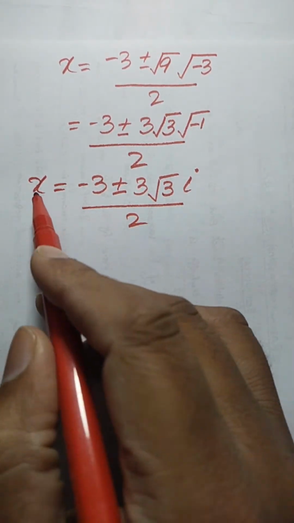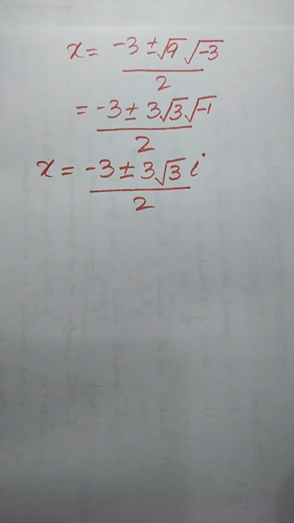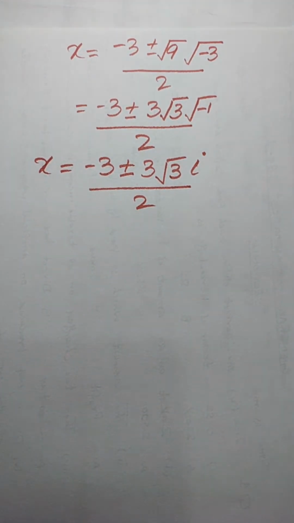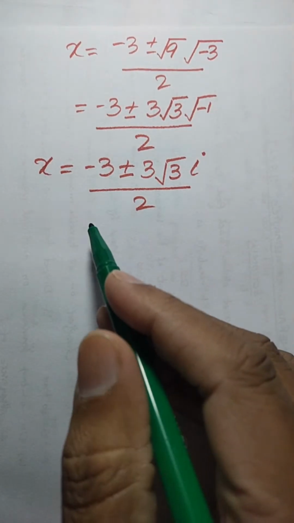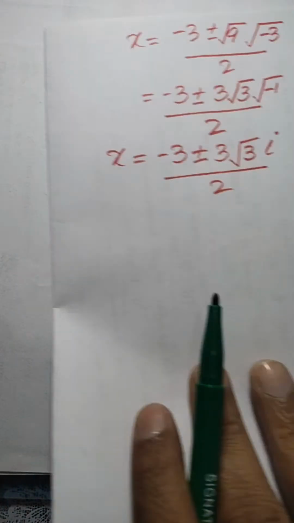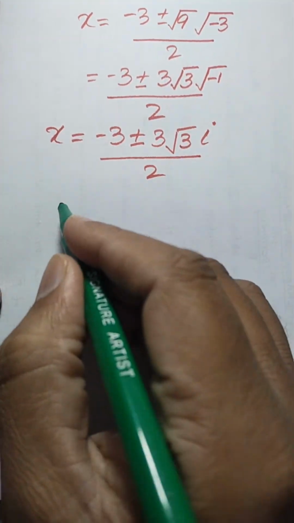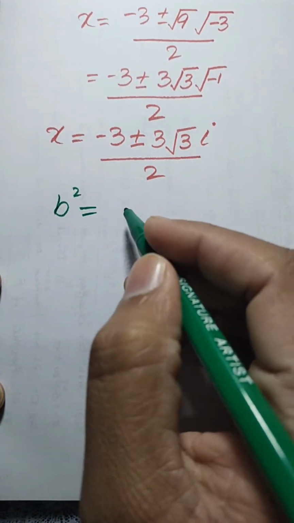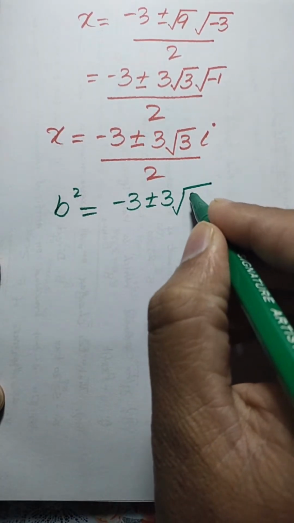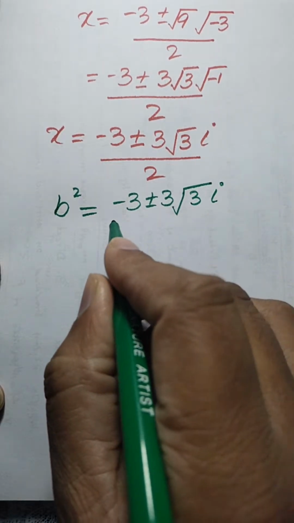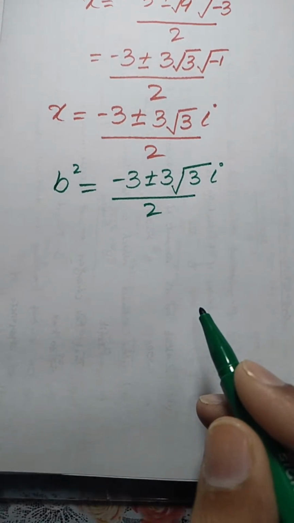So these are the values of x, but now here we need to back substitute the value of x. In the previous steps we took x equal to b square. So here our x is equal to b square, so that now we back substitute this value of x here. When we put x equals b square here, it becomes b square is equal to minus 3 plus minus 3 times square root of 3 into iota, and it is divided by 2.